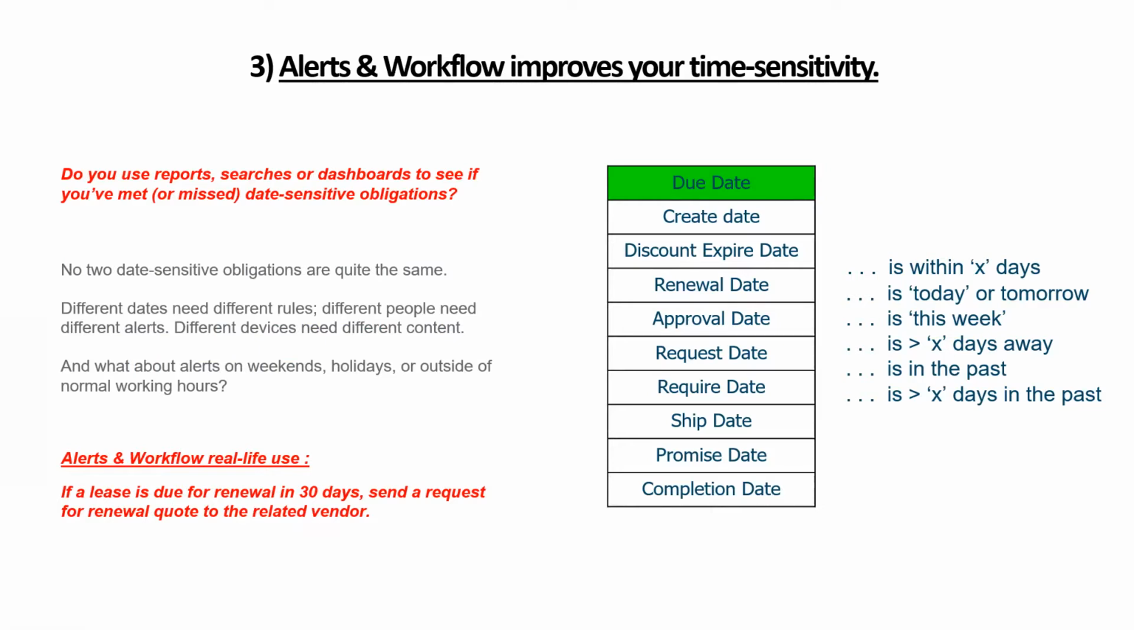And as far as the date sensitivity, keeping me on track with that, letting me know before a due date, before a required date from the customer, does my system show me that we're close to being completed? And so again, a real life scenario there. If a lease is due for renewal in 30 days, send a request for renewal quote to the vendor.